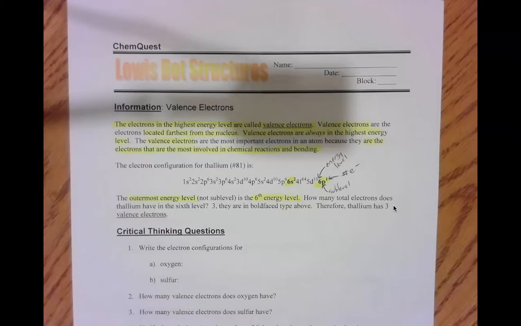We are back with another Chemquest, this one called Lewis Dot Structures. Right up top, we have some information on valence electrons. This paragraph is very, very important. As you can see, I have a lot of stuff highlighted.